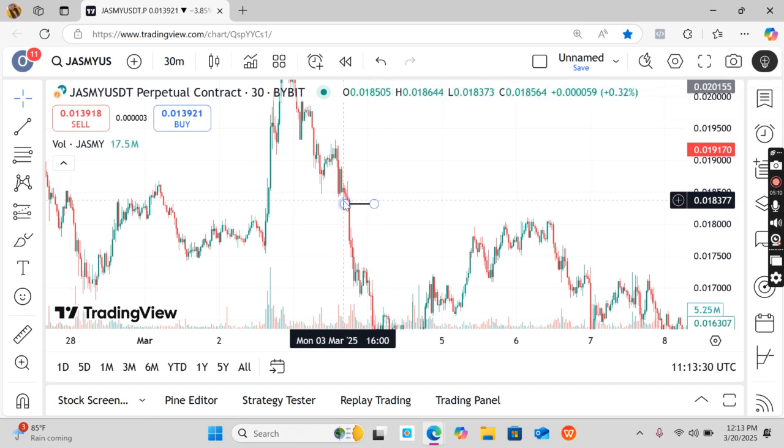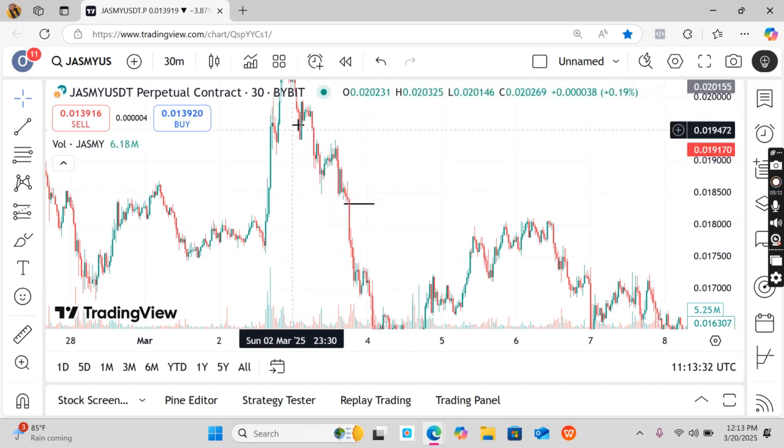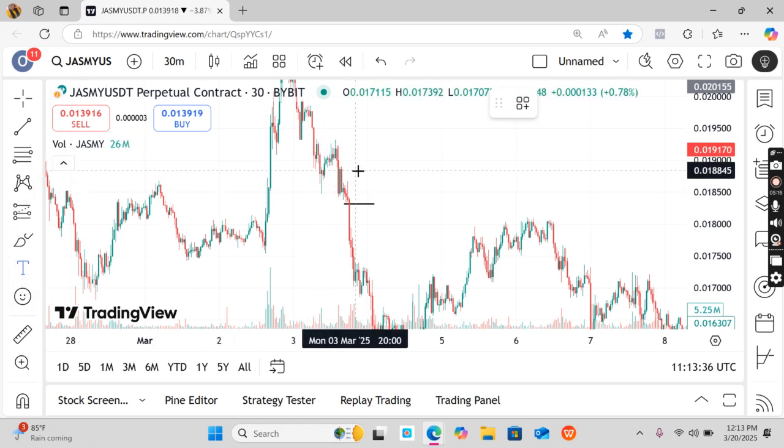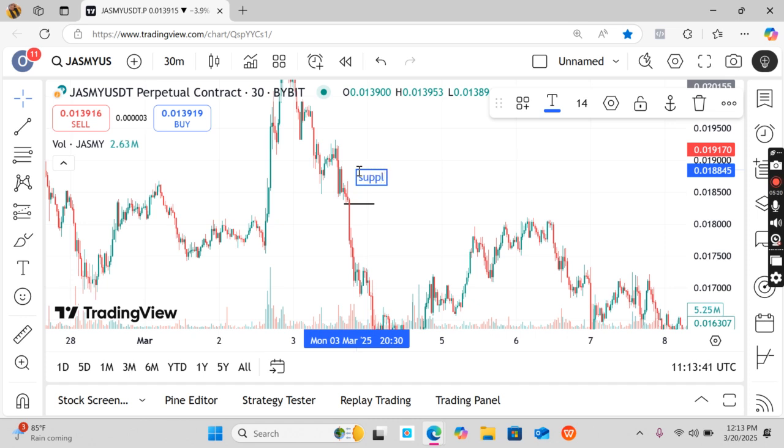Good. Now from here up is my what? Supply zone. So let me label it. I'm going to label here supply zone. Right here, this is my supply zone.